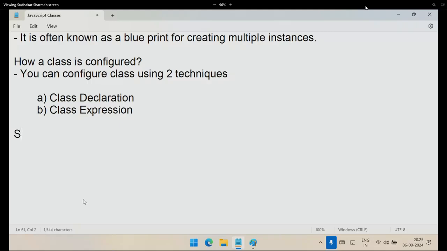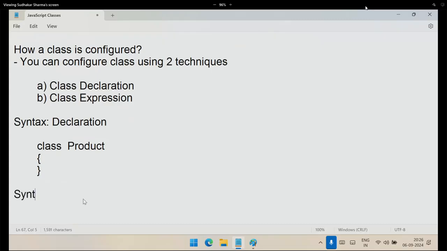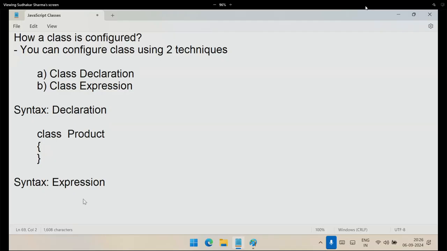So declaration means what? Generally you will have a class keyword and a class name. Suppose product is a class name. This is declaration. Expression means what? Expression means we have a variable, some product is equal to class. This is expression.